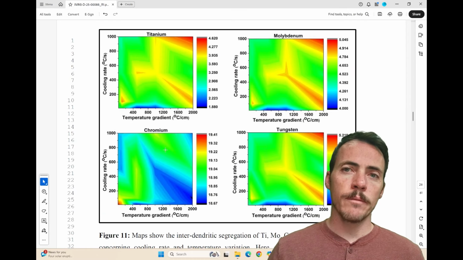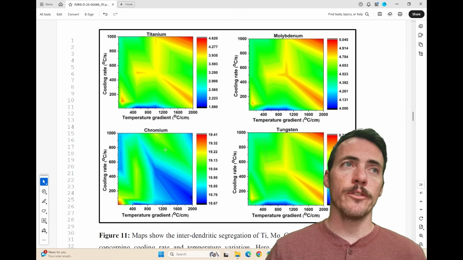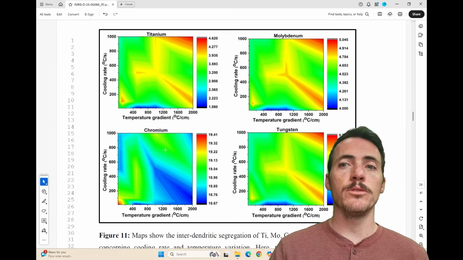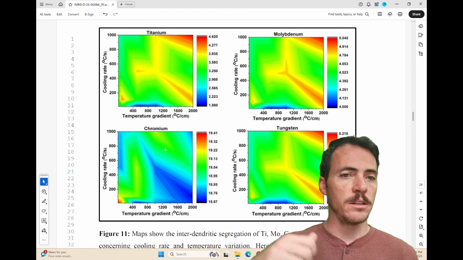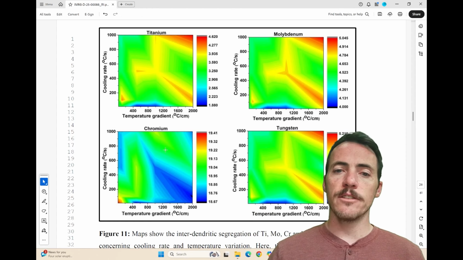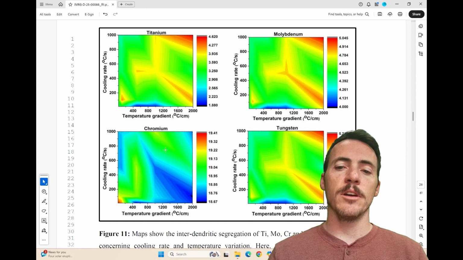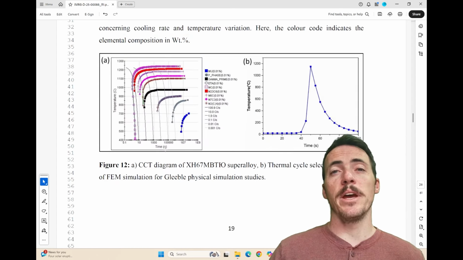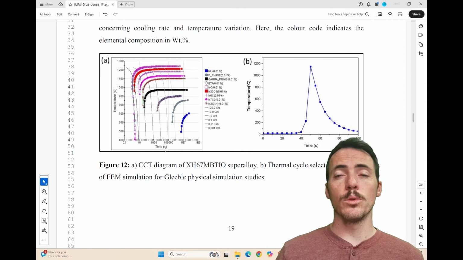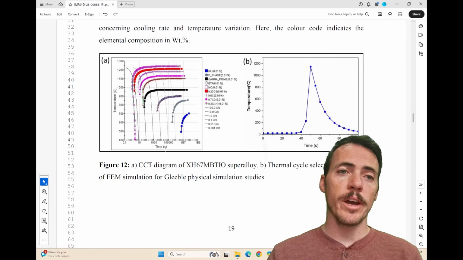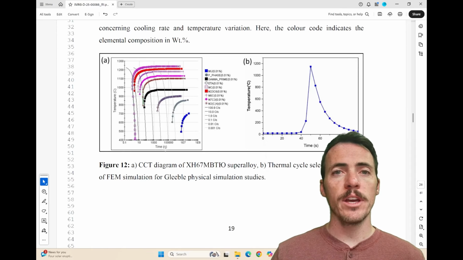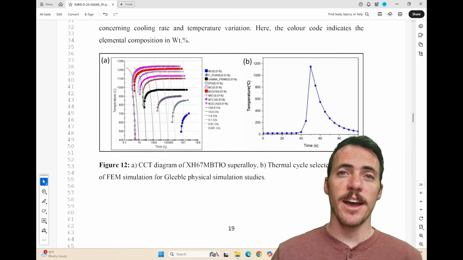Once you have a model that you're sort of comfortable with, now you can actually explore how the different cooling rates possible during welding could lead to different segregation rates, right? Here it's showing you interdendritic segregation for titanium, molybdenum, chromium, and tungsten as a function of different cooling rate and associated temperature gradient. And that information allows us to construct these continuous cooling transformation diagrams like the one on the left here, where you can see as a function of different cooling rates, which phases are going to evolve. And obviously, if you know which phases are evolving, now you have control over this process so you can use it in an optimization loop, which is exactly what they've done.